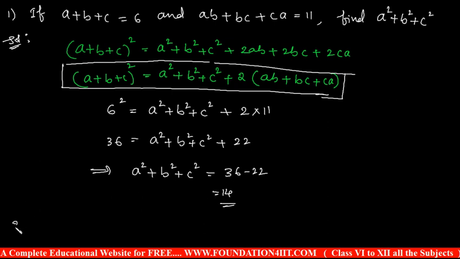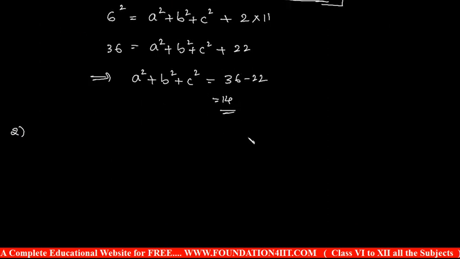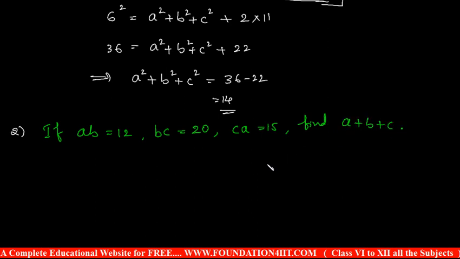Right. Let us see a few more sums. I am showing how we can apply the formulas in only a few problems. So the question is, if a into b is 12, b into c, that is bc, is equal to 20, c into a is 15, find a plus b plus c. Yes, this is the problem. ab is 12, bc is 20, ca is 15. We need to find the value of a plus b plus c.